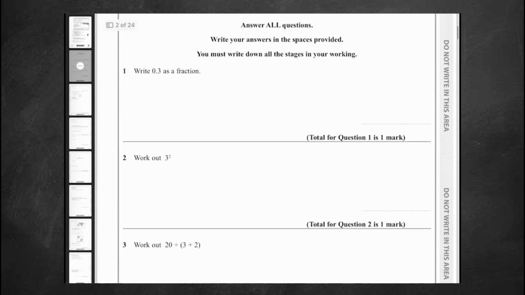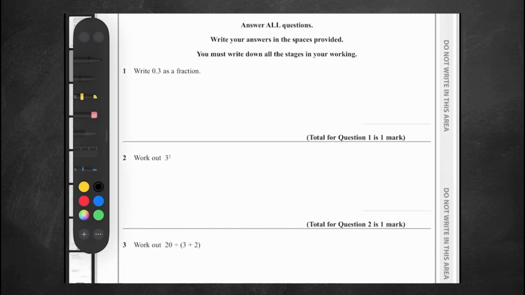So question 1, we have to write 0.3 as a fraction. So 0.3 is just another way of saying 3 over 10. Question 2, work out 3 squared. 3 squared is just 3 times 3, which is 9.